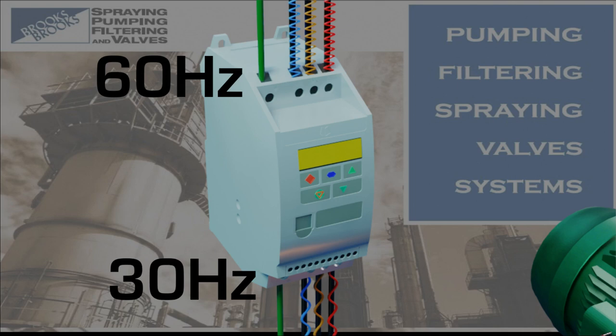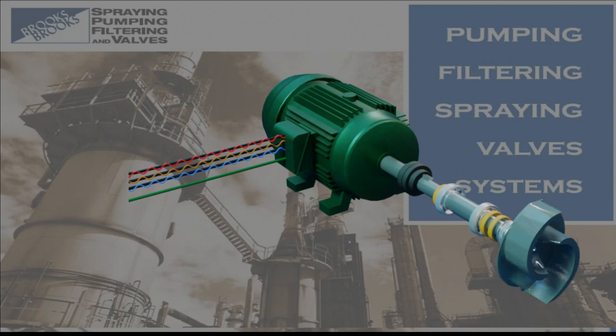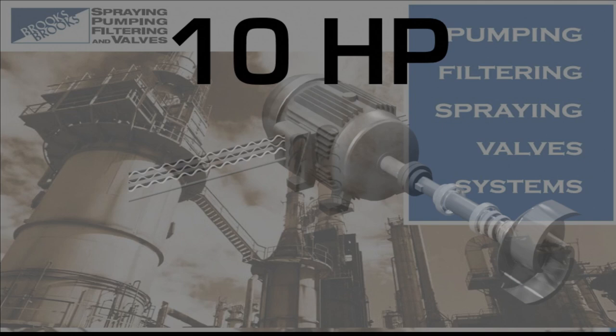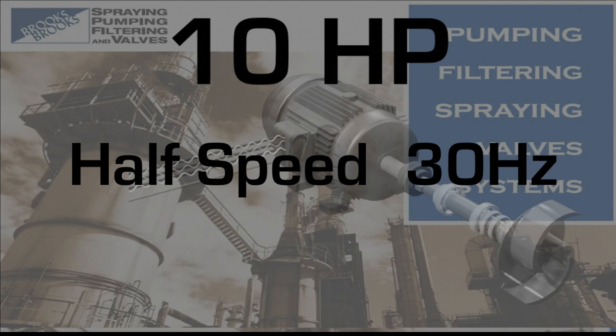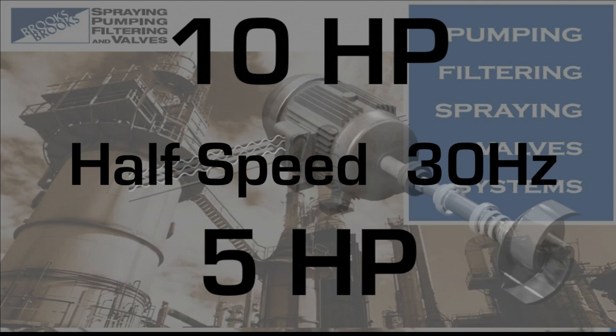Unfortunately, as the motor reduces in speed, its available power is also reduced proportionally. As an example, a 10 horsepower motor running at half speed, 30 Hz instead of 60 Hz, only has half the power available. In this case, the motor has effectively 5 horsepower available instead of the original 10.